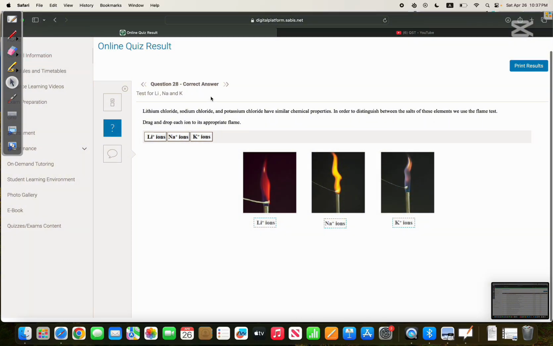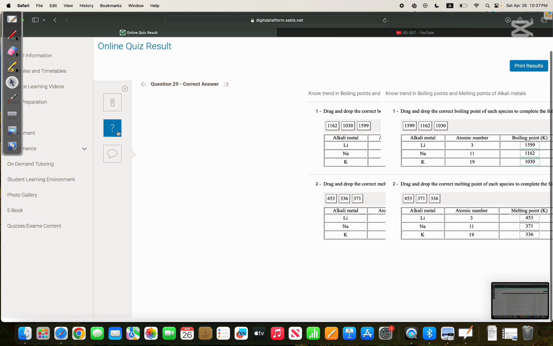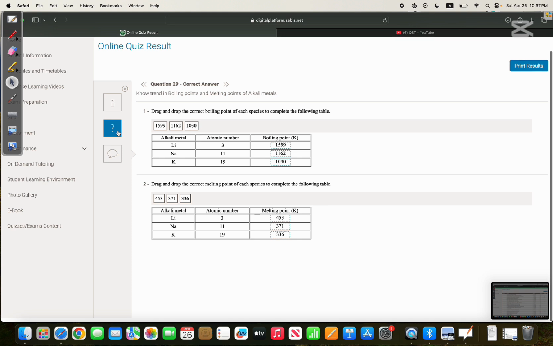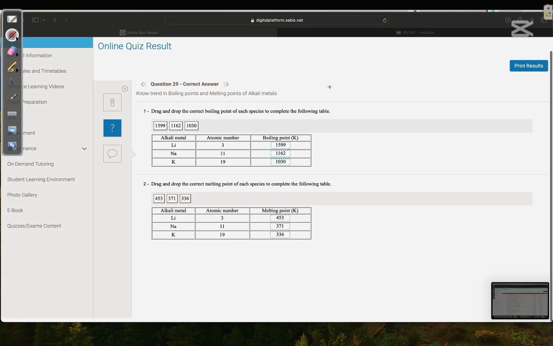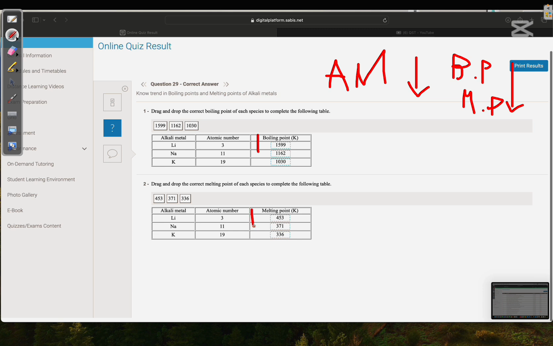Number 29. Drag and drop the correct boiling point of each species. Okay, so as I said before, for alkali metals down the group, boiling point and melting point decrease, which is why we can see here it just decreases each time.